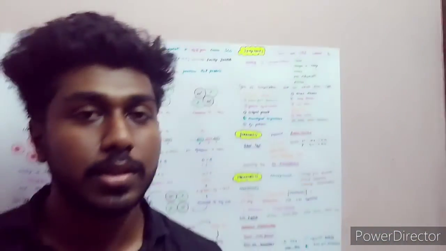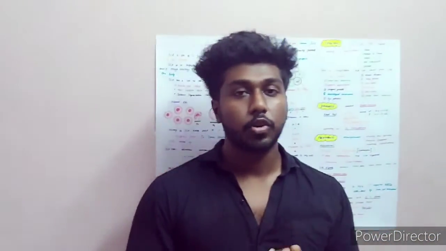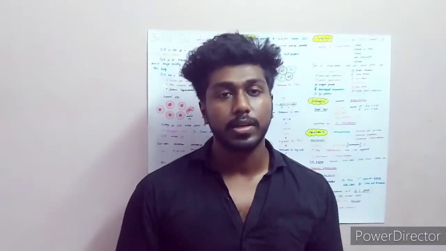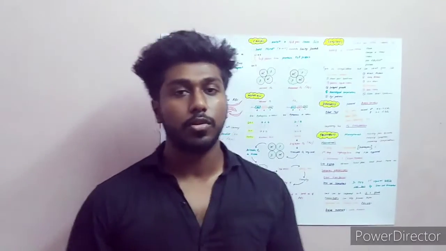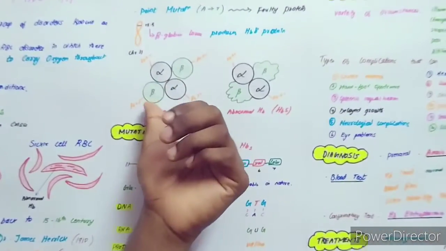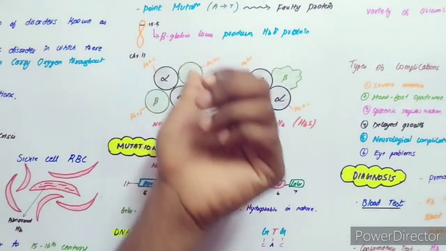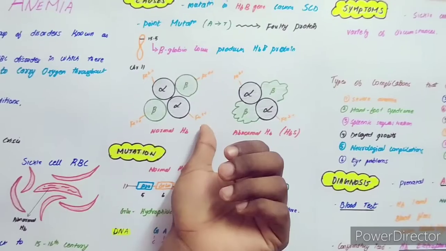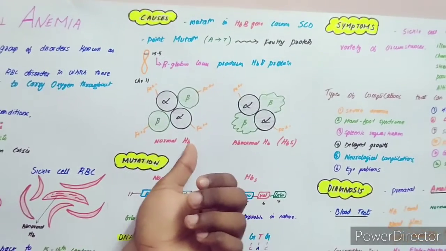This hemoglobin beta protein is a component of the larger molecule, hemoglobin. Hemoglobin consists of 4 globin proteins, that is 2 alpha proteins and 2 beta proteins. This is the structure of normal hemoglobin, which is bound with the heme group. The heme group consists of an iron which will bind with the oxygen.